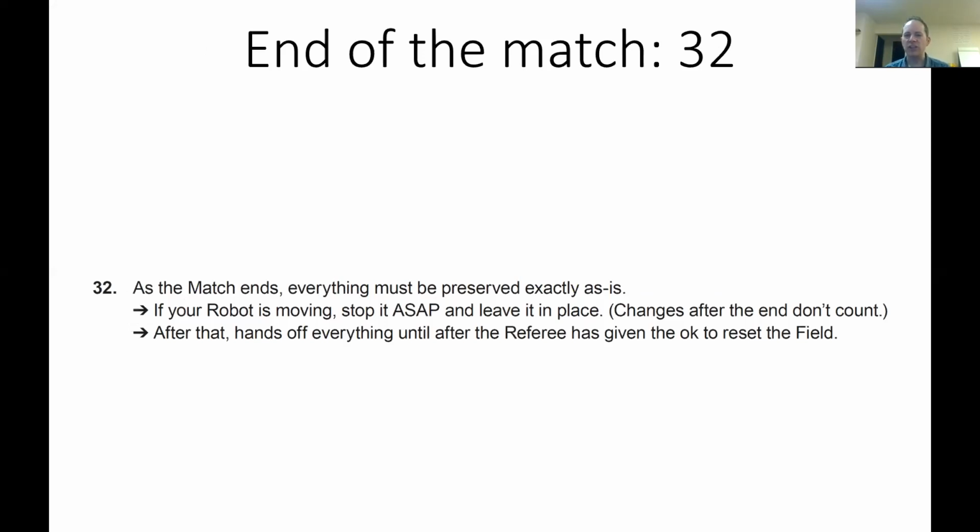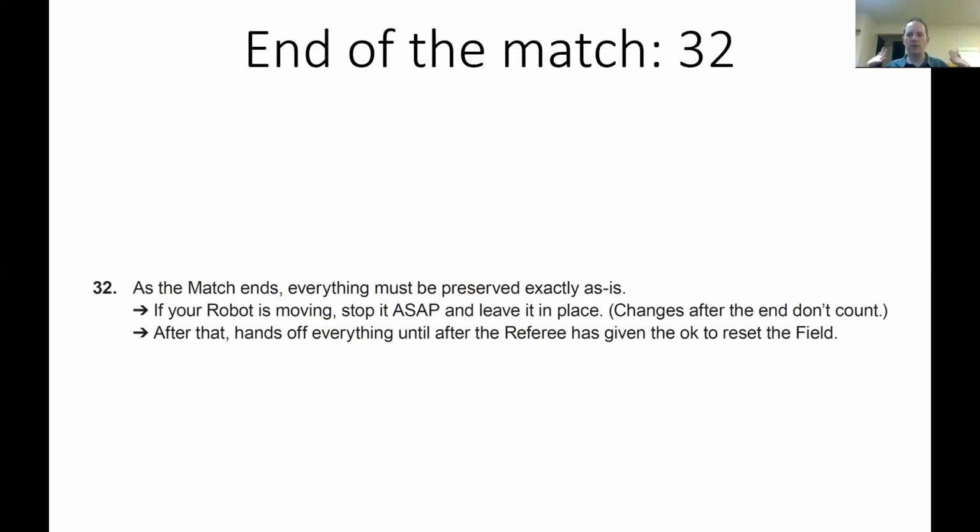At the end of the match, as the match ends, everything must be preserved exactly as is. So if your robot is moving, stop it as soon as possible. If your robot is still out on the table and you can tell that the countdown is happening and you can hear people going 3, 2, 1, you want your technicians hovering over the robot to hit the stop button on the robot immediately as the match ends so that nothing changes on the table. And then your hands are off.